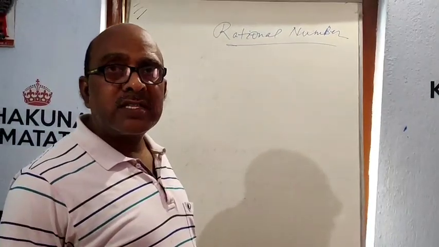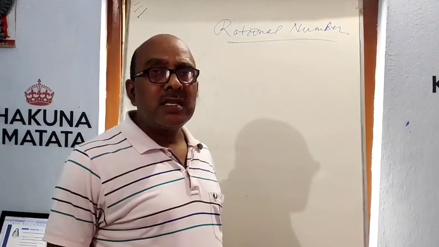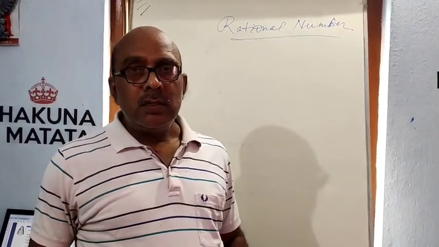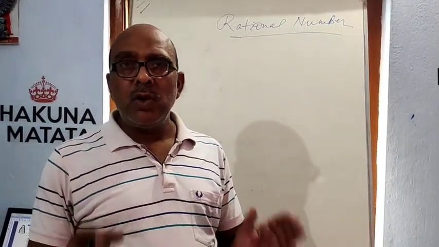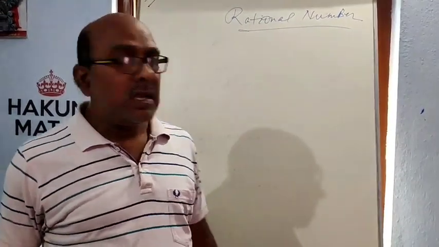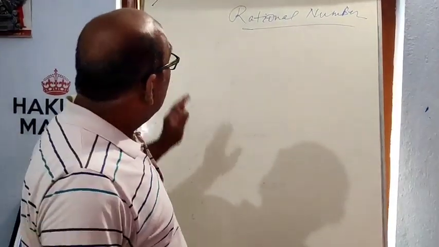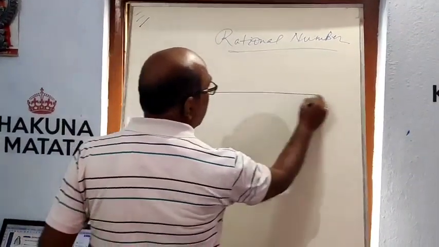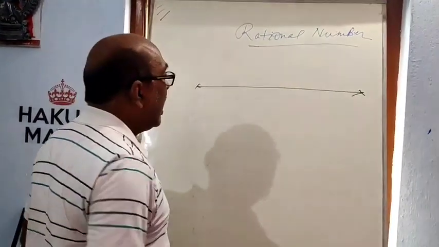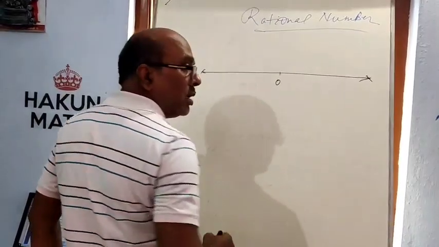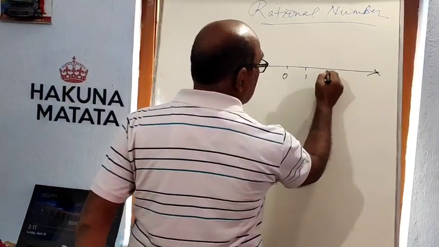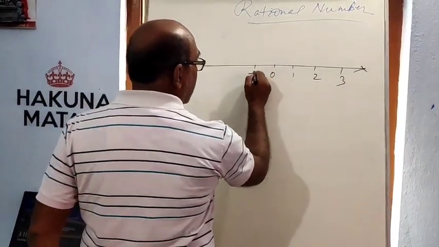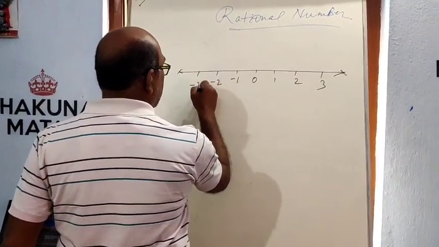Now we move to the next topic, representation of rational numbers on the number line. We have already learned to show natural numbers, whole numbers or integers on the number line. Now here we see the representation of rational numbers on the number line. As we know, this is the number line and this is 0. The right hand side is positive 1, 2, 3, the left hand side is negative: -1, -2, -3.